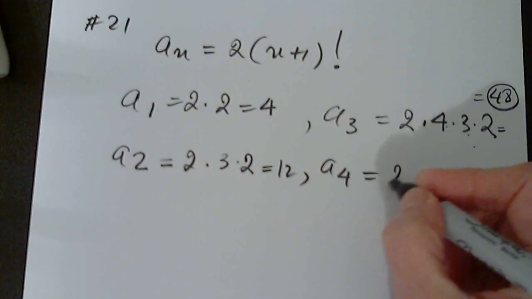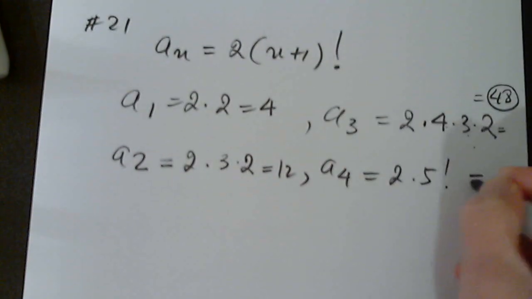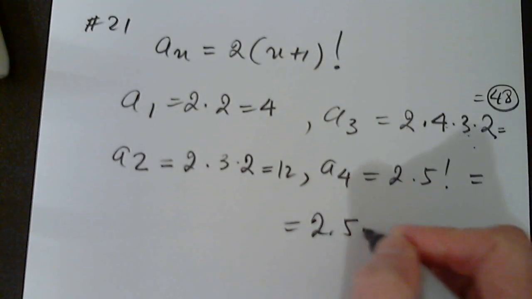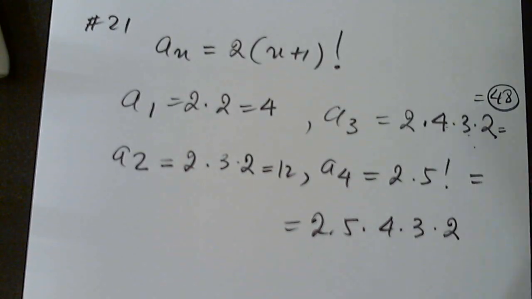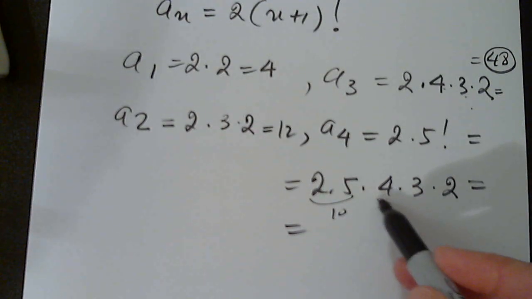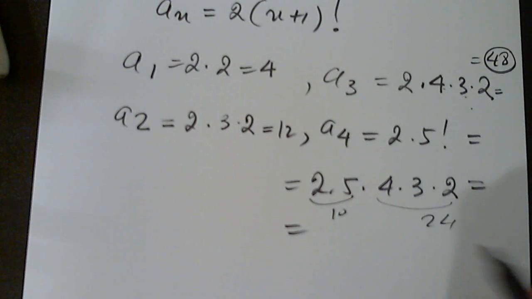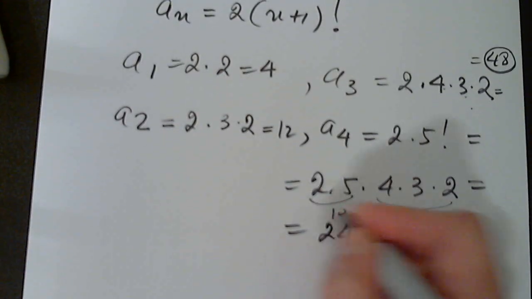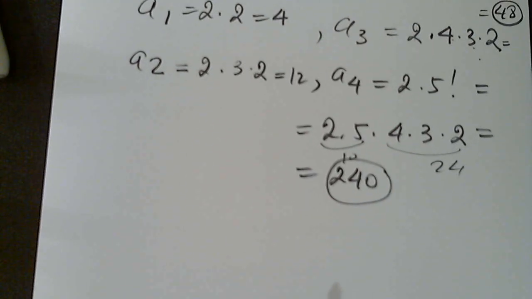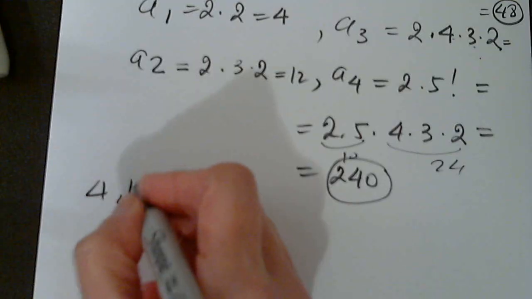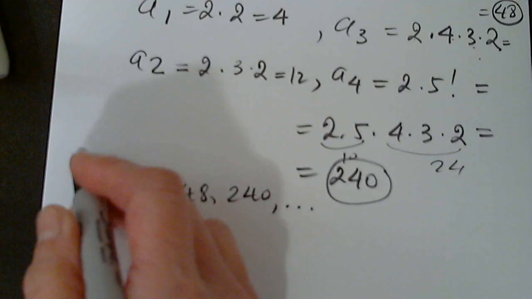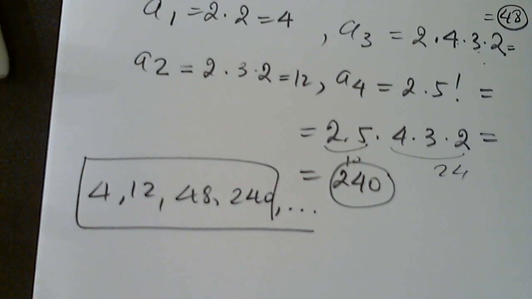Last one, 2 times 5 factorial. But 5 factorial is 24 times 5. Well, let's write it out. 2 times 5 times 4 times 3 times 2 times 1. Okay, so this is 10. And this is 6 times 4, 24. 24 times 10, 240. So what are the first 4 terms of this sequence? They are 4, 12, 48, and 240, ... But we're only asked to present the first 4.